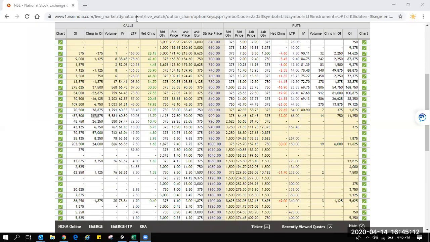What does the addition on the put side mean? Put side addition, I'm repeating, put side means bullish position. Addition on the call side means a bearish position, but it should be with a good volume and quantity.